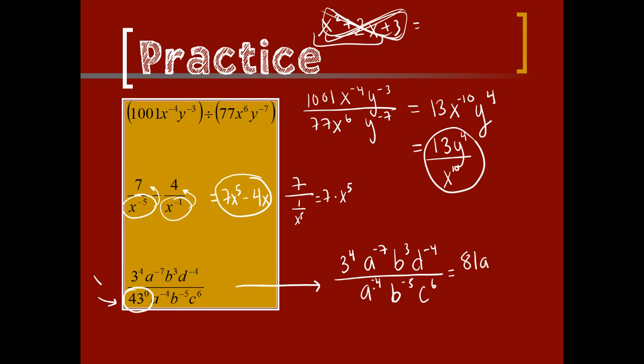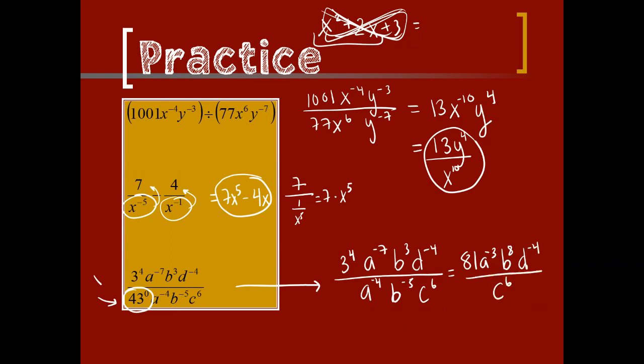A to the negative 7 minus negative 4, so that's negative 3. B to the 3 minus negative 5 is 8. D, nothing happens with it. And then C, nothing happens with it, right?